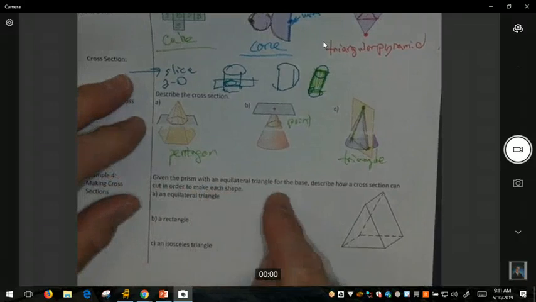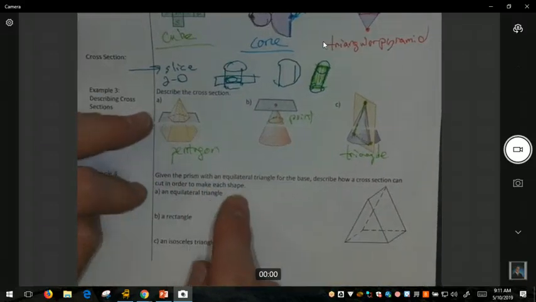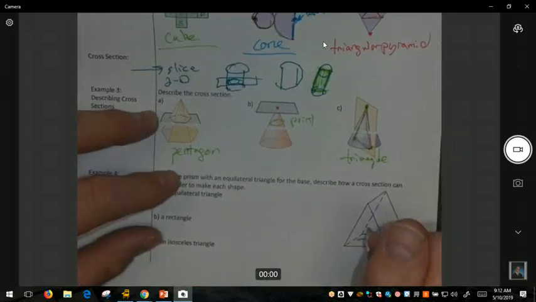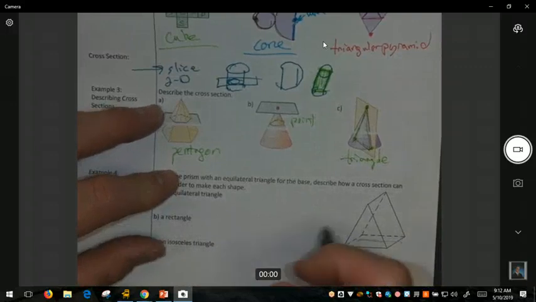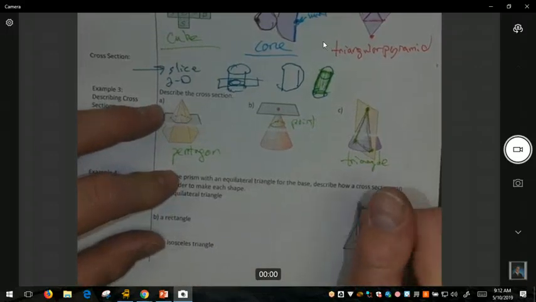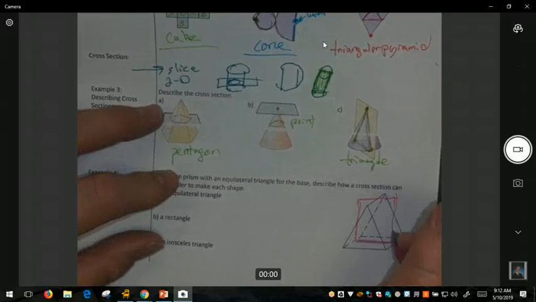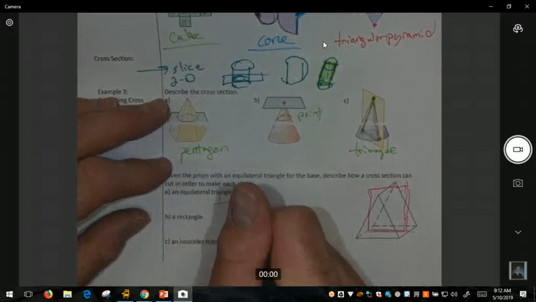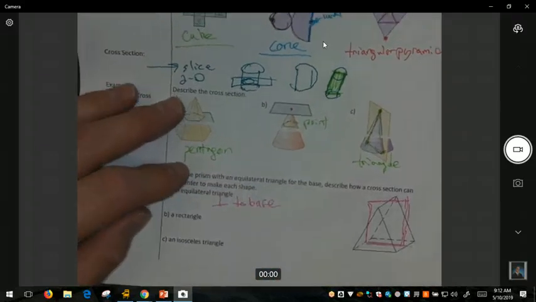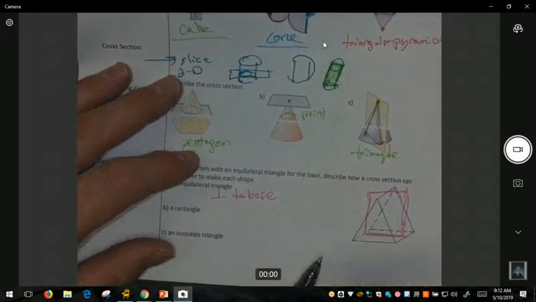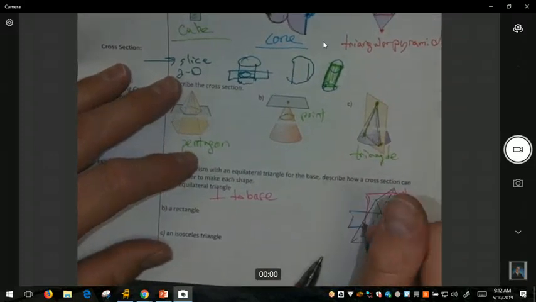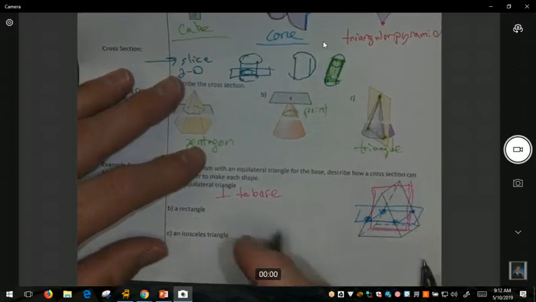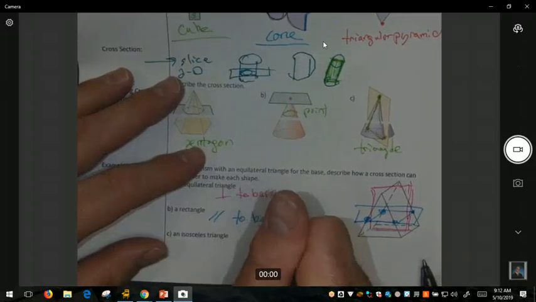Given the prism with the equilateral triangle for the base, describe how a cross section can make each shape. To make an equilateral triangle, we would have to do perpendicular to the base. So we would have to take our slice, our knife, or our rectangular plane, and slice perpendicular to the base. To get a rectangle, we would slice parallel to the base. So if I do parallel to the base, it's going to touch here, here, here, and here on the edges, and give us a rectangle. So parallel to the base.